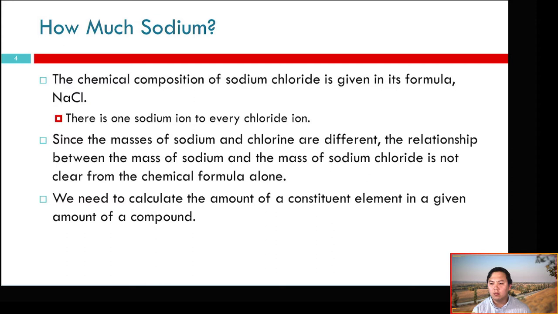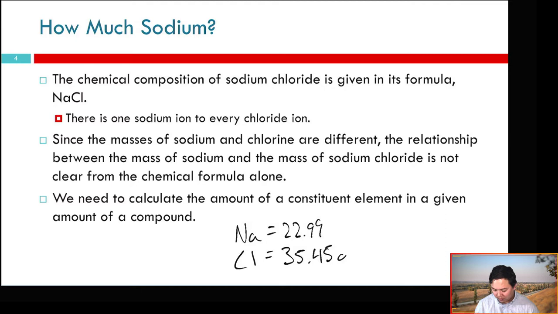Let's zoom this in. Okay. So, the atomic mass of sodium is 22.99. The atomic mass of chlorine is 35.45. These are in atomic mass units, right? AMU.